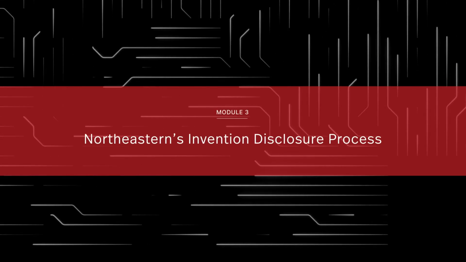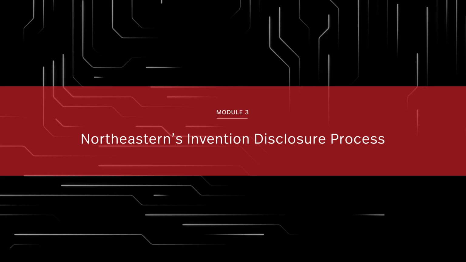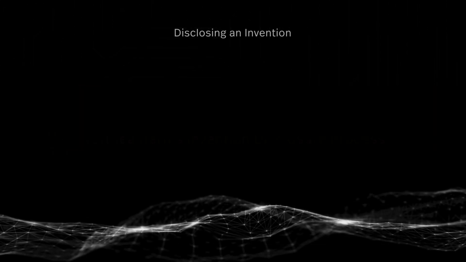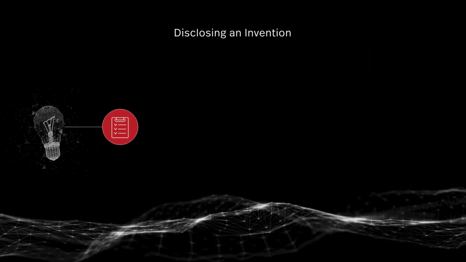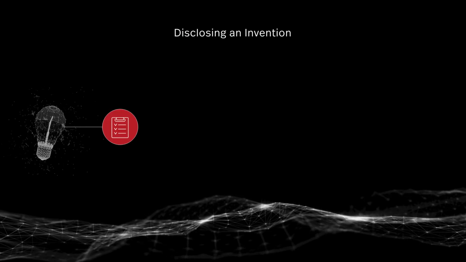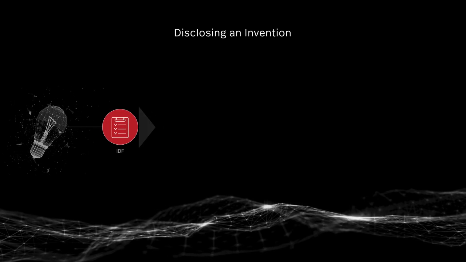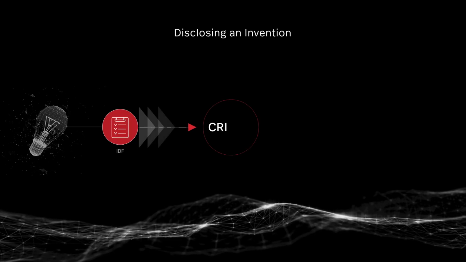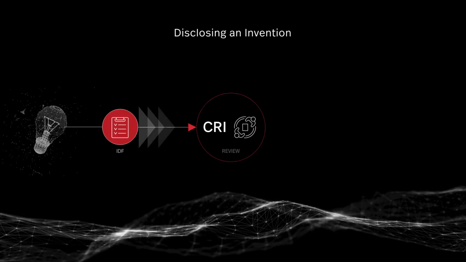An invention disclosure is the first step in the patenting process. The disclosure document outlines the creation of an invention, an idea reduced to practice by an inventor. The invention disclosure form provides critical information for the Center for Research Innovation's internal invention review process.